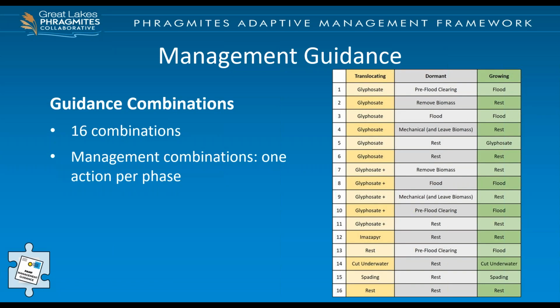PAMF tracks 16 management combinations. Each management combination recommends 1 management action per biological phase. Annual management guidance specific to each management unit will be provided as one of these potential management combinations. Each management unit will receive the combination that the model has determined is most likely to achieve the greatest reduction in Phragmites at the lowest cost for that particular site.